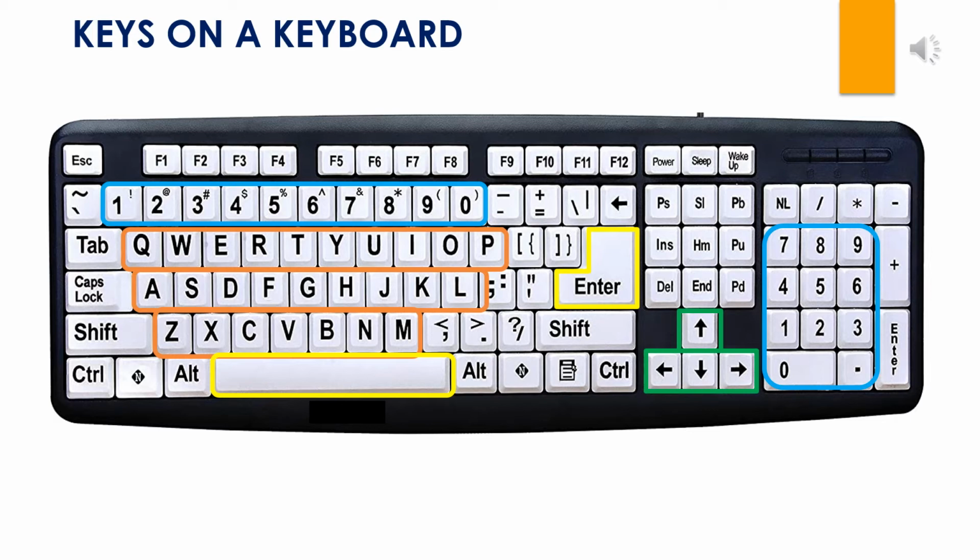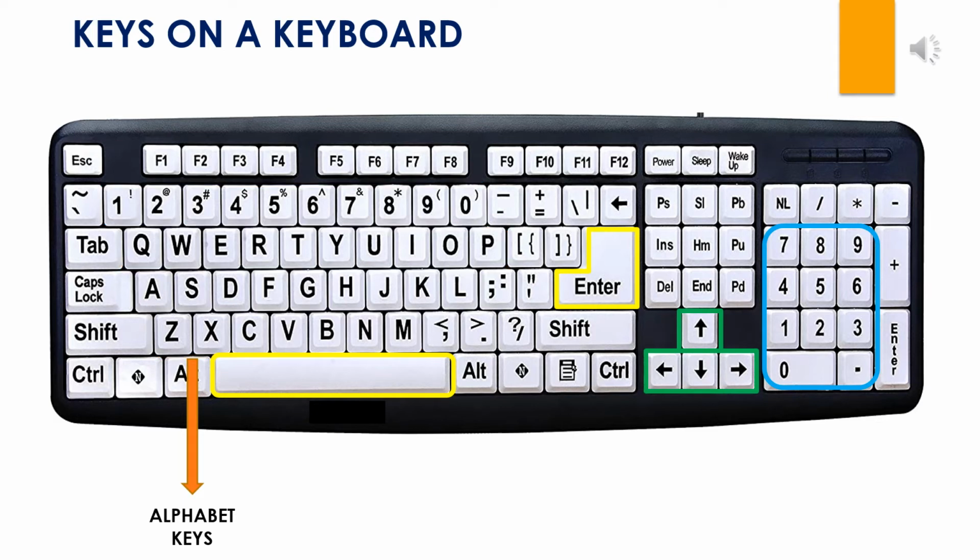So the first set of keys, what are they? They are the alphabet keys. So they are used to type letters. You can type them either in capital letters or in small letters. So the next set of keys that we have are the number keys.